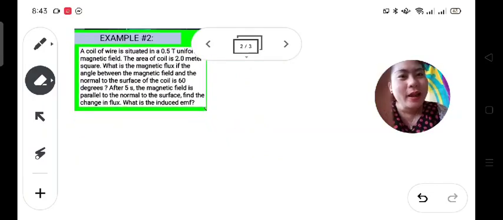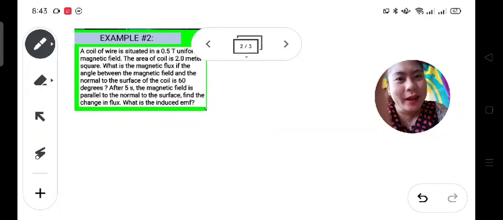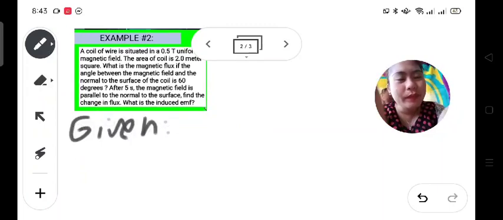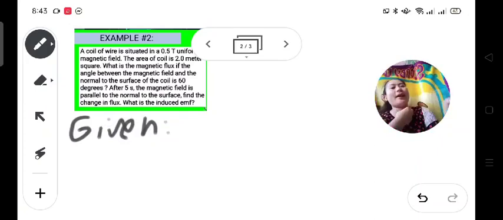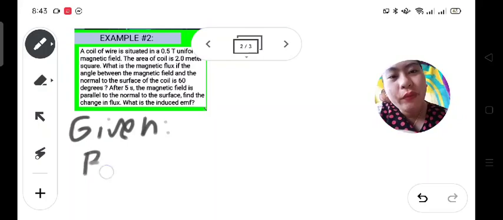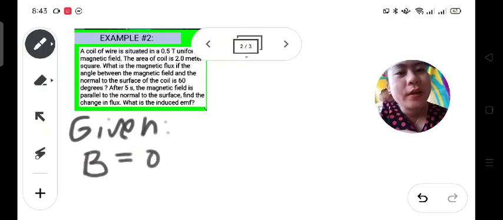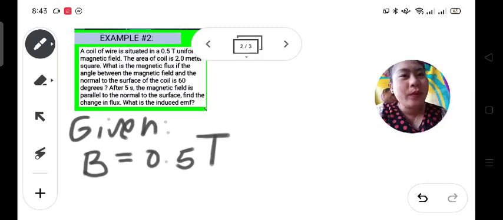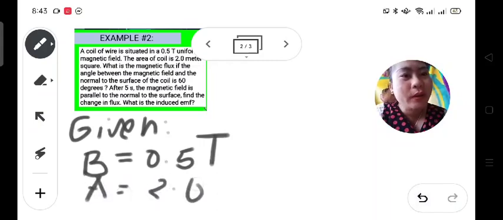Sabi niyan dyan. So, first, let's have the given. Ano ba yung given natin? Tesla, we have here Tesla. Tesla is the magnetic field. So, we have 0.5 Tesla. Then, we have here the area is 2.0 meter square.